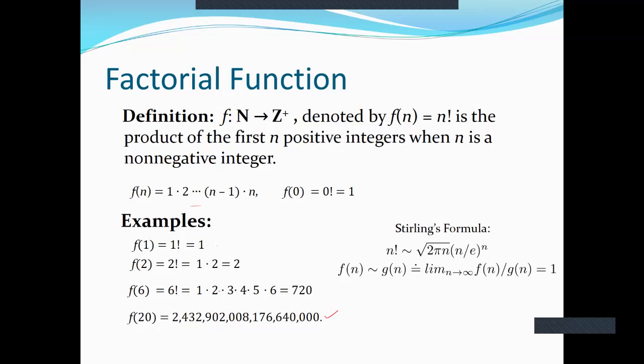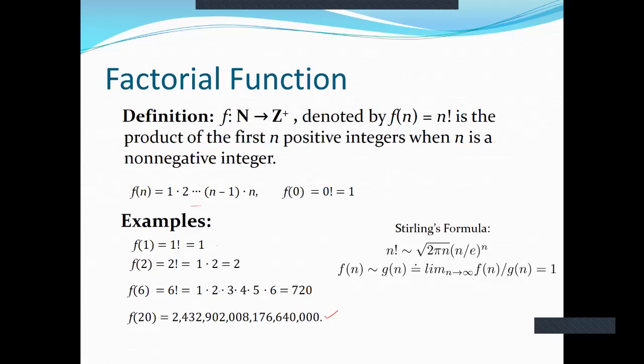For example, if you are going to compute the factorial of 5, that is roughly equal to the square root of 2 pi n times n divided by e to the power of n. You can substitute the value here, and instead of computing all the multiplication, multiplying the first 20 numbers or first 50 numbers or first 100 numbers, you can directly compute the factorial with this formula.